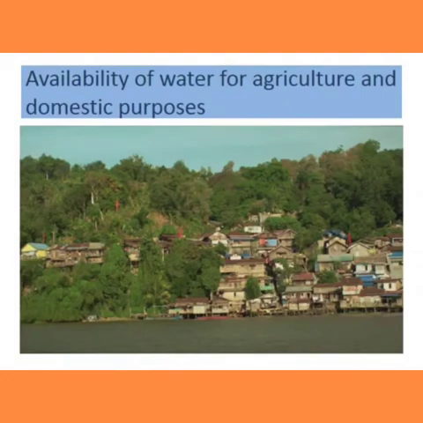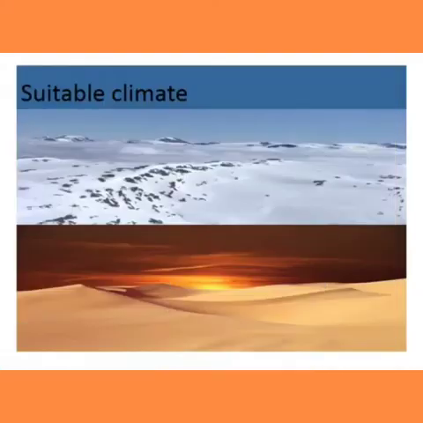Second factor is availability of water for agriculture and domestic purposes. Settlements grow in places where water is available in plenty for both agricultural and domestic purposes. Settlements therefore also grow on the confluence of rivers or the banks of rivers.